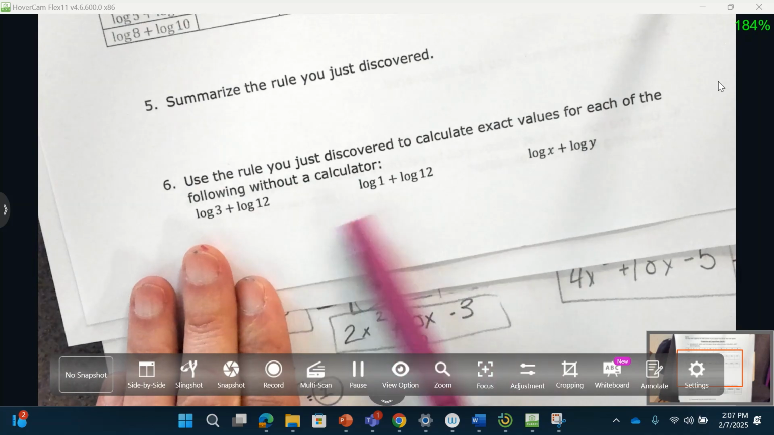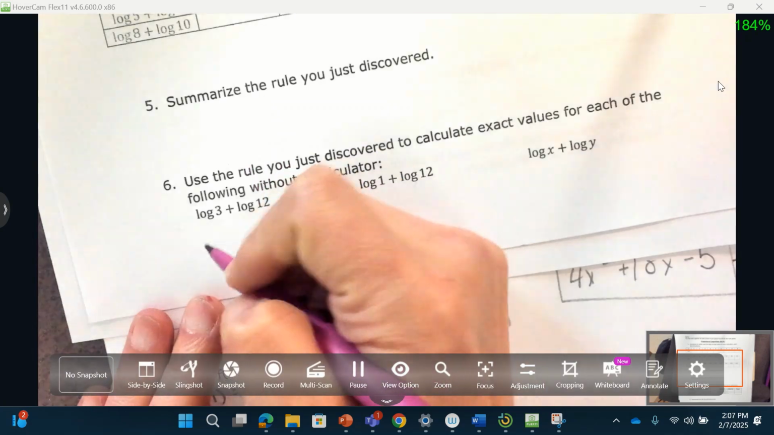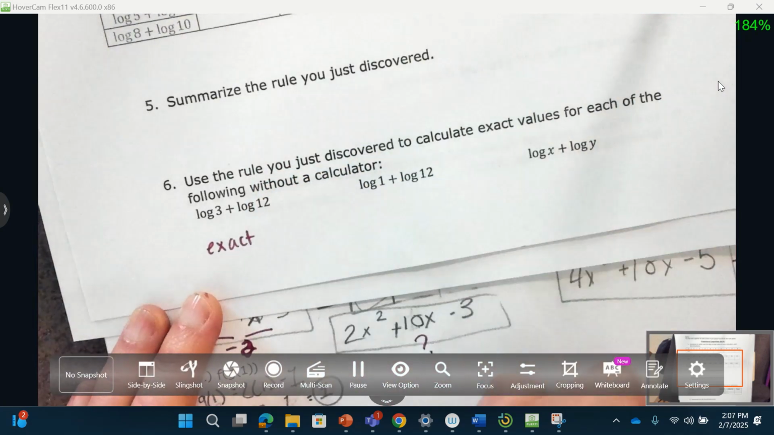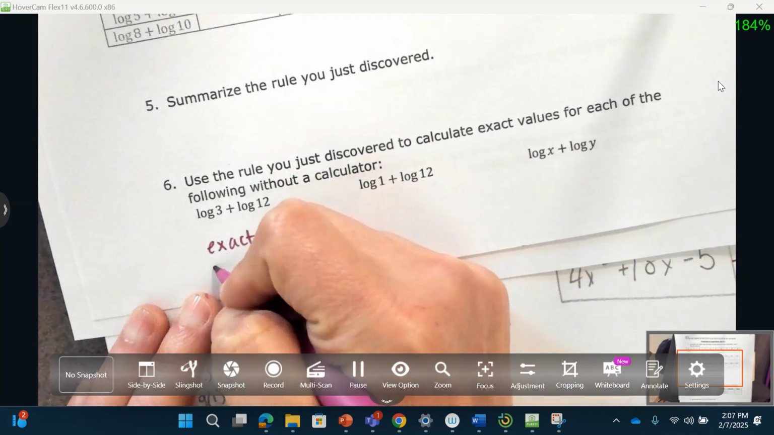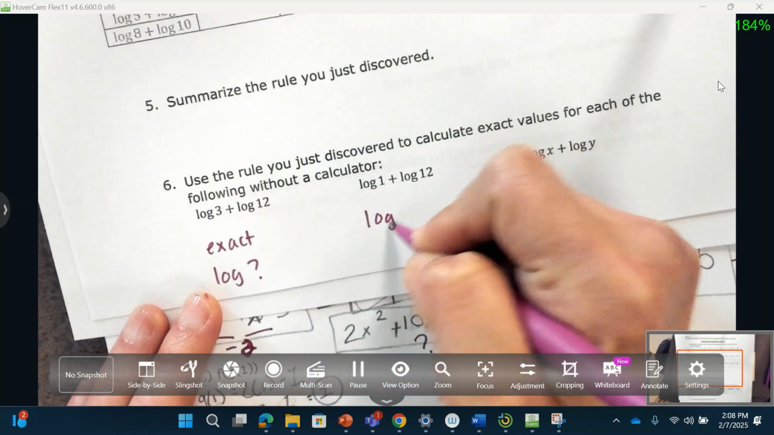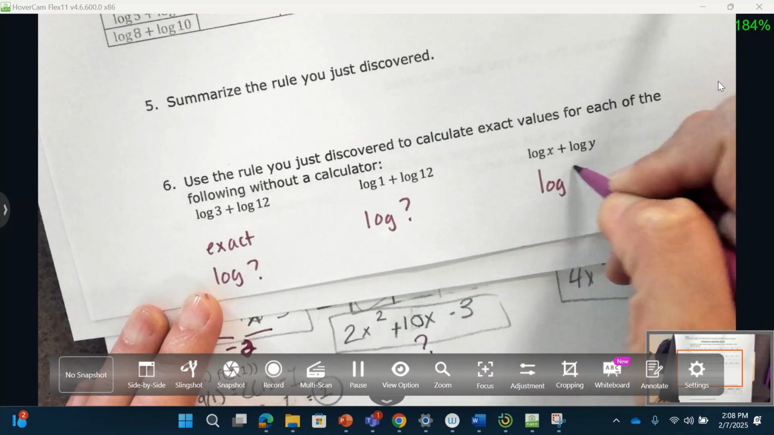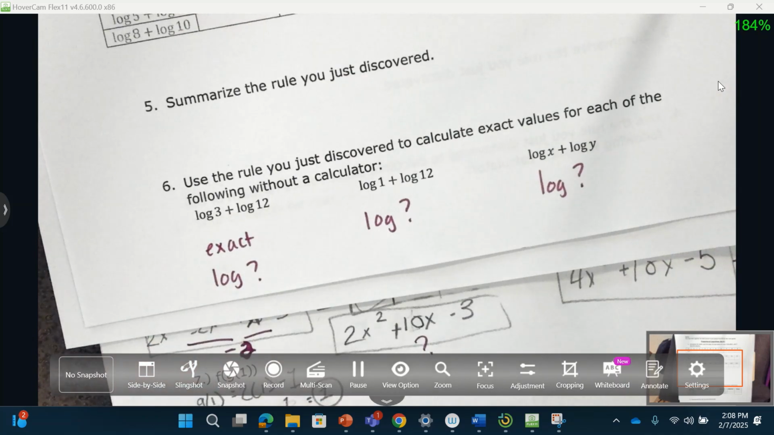Now, when you get down here, it says use the rule you just discovered. So you are not going to give me a decimal value. I want the exact value. So log 3 plus log 12 is log of what? Log 1 plus log 12 is log what? And log x plus log y is log what? So once you see what the pattern is, you should be able to apply the pattern to numbers that are not on that original table, and including variables. What works for the numbers is going to work for the x and the y as well.